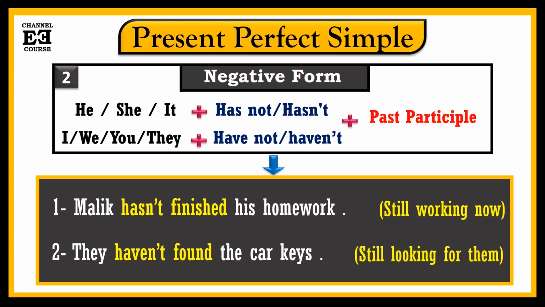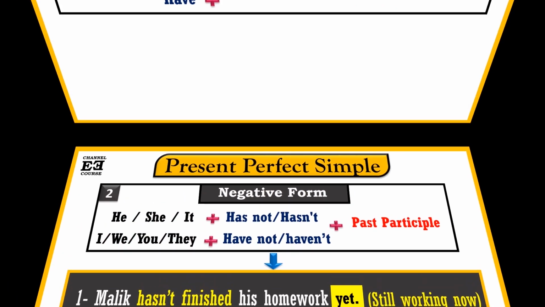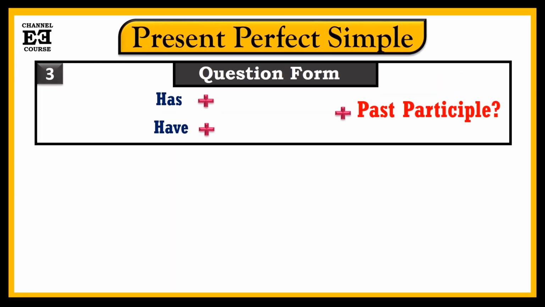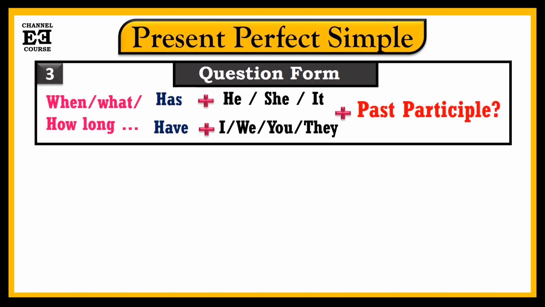By the way, the negative form can be emphasized with the adverb yet. Don't worry about it now, we'll study this usage later on. In questions, the structure is different, as the subject comes between the auxiliary has or have and the past participle, sometimes preceded by a WH word.